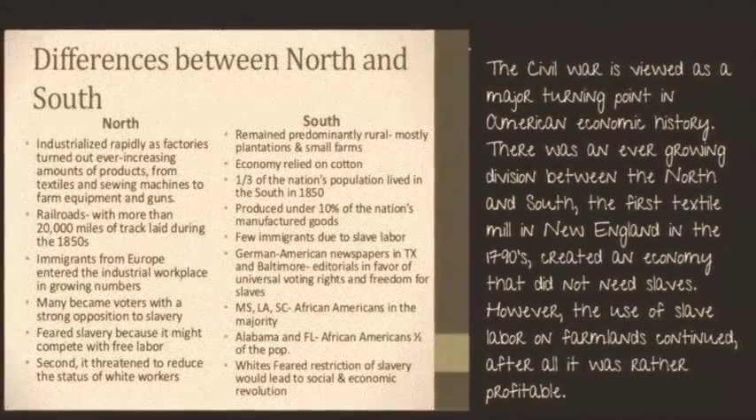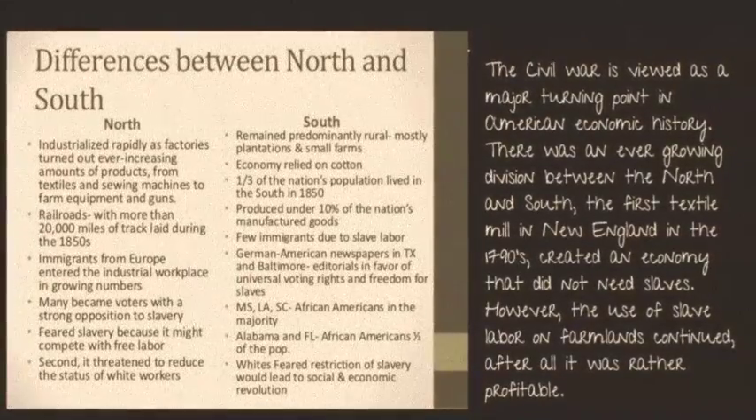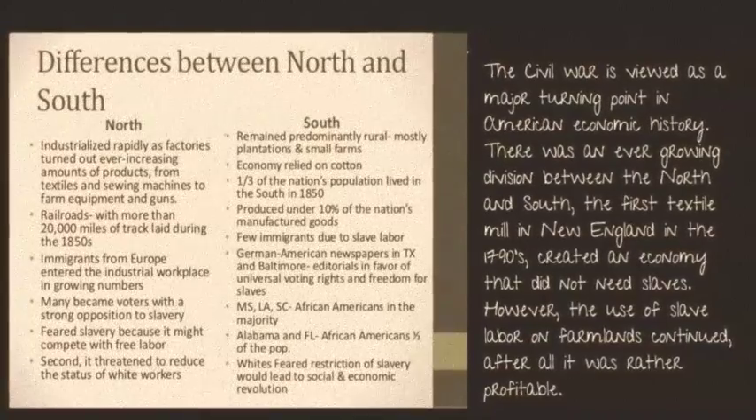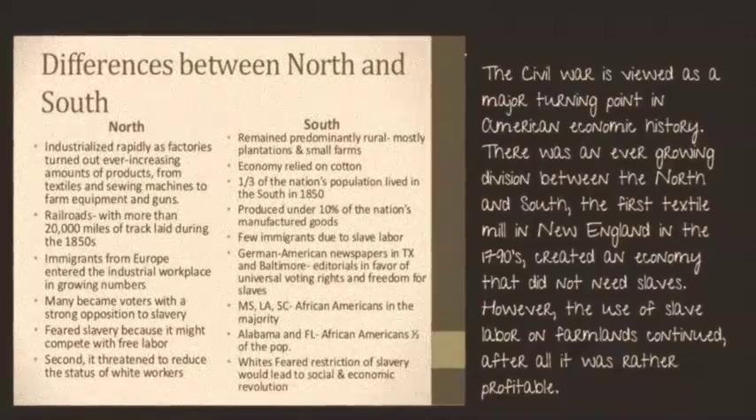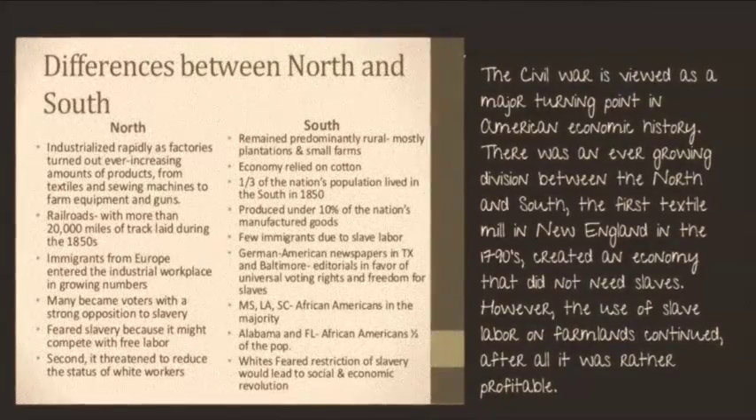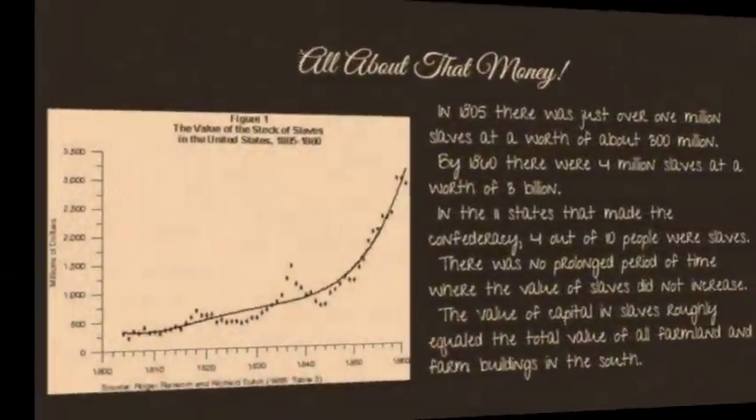The first textile mill in New England in the 1790s created an economy that did not need slaves. However, the use of slave labor on farmlands continued. After all, it was rather profitable.